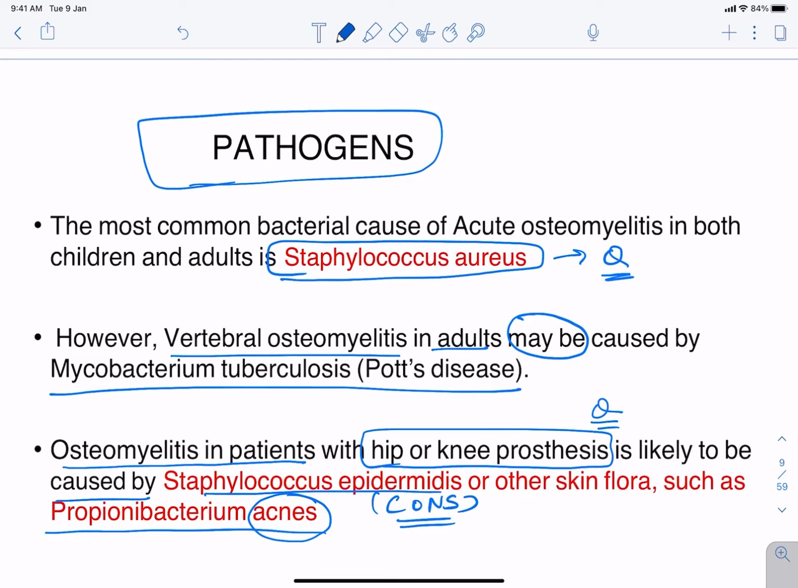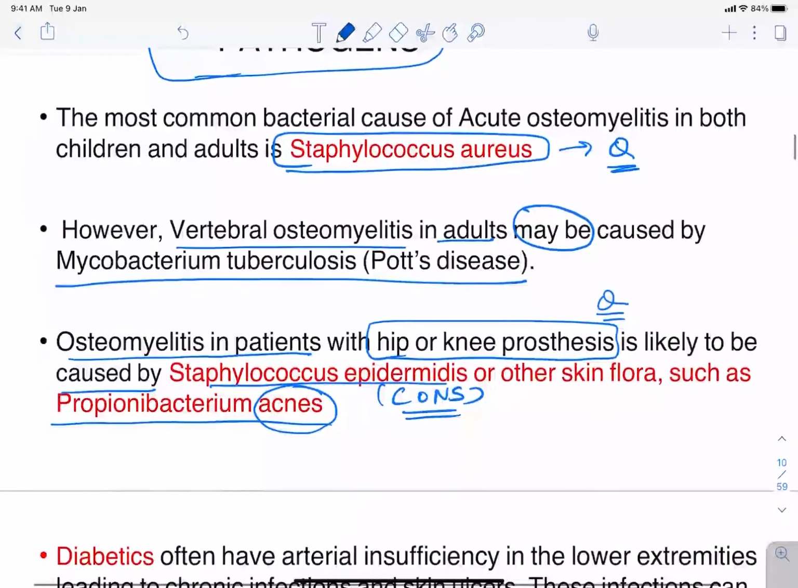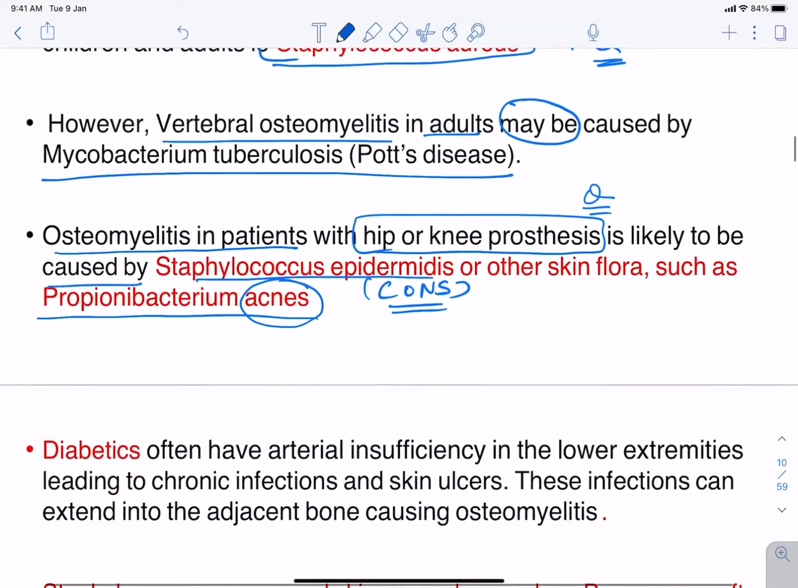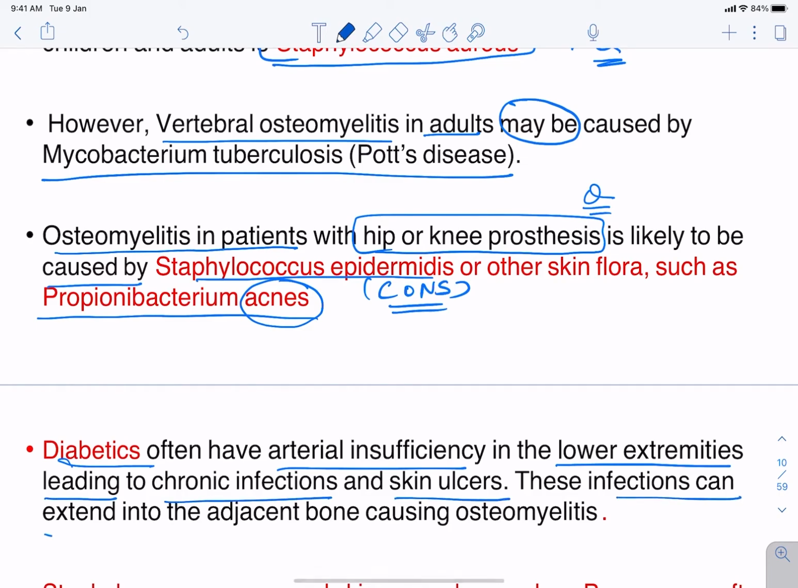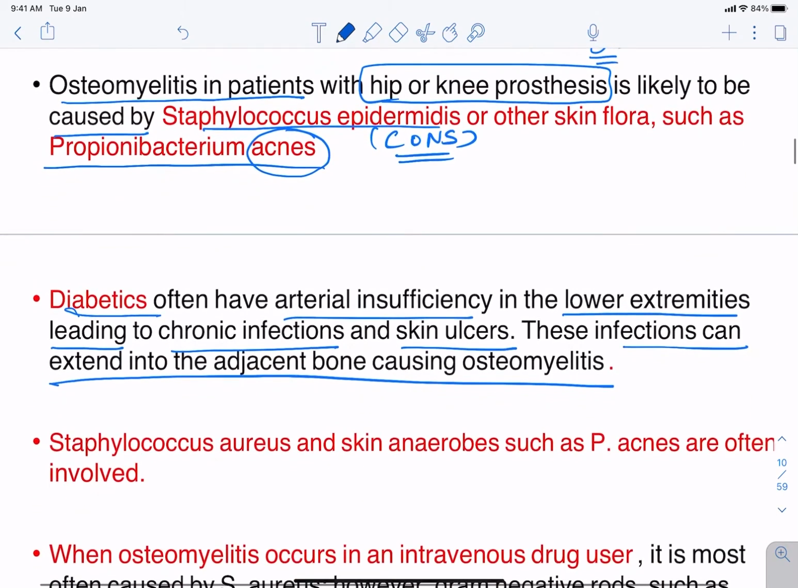Now coming to your favorite diabetics, we have just talked about them. They have what? Vascular or arterial insufficiency in the lower extremities, and that causes chronic infections and skin ulcers. These infections can extend into adjacent bone, causing osteomyelitis. This is a repetition of the stuff. Staph aureus and skin anaerobes like Propionibacterium acnes, as we just did, are often involved in causing the problem in diabetics.